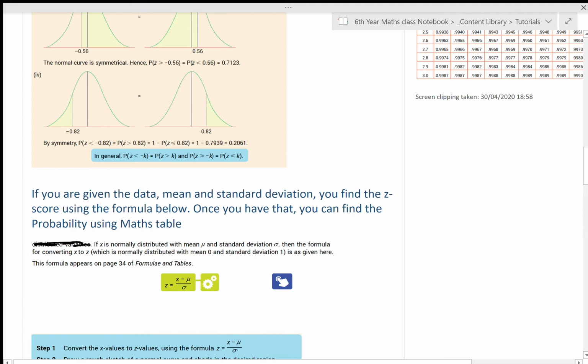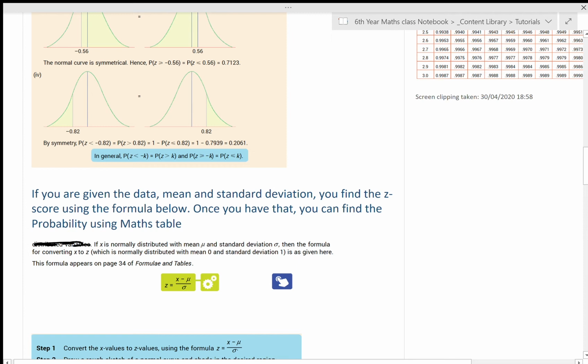If you're given the data, mean and standard deviation, you find the z-score using the formula below. A lot of times you're not given the z-score and you have to work that out first before finding your probability. Once you have that, you can find the probability using your maths tables, the formula book that you have, or your own normal distribution table. If you have the formula and tables, they start on page 34. This formula is on page 34 of your tables.